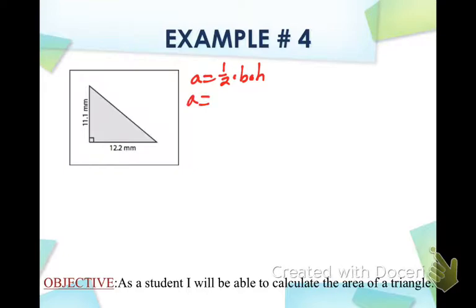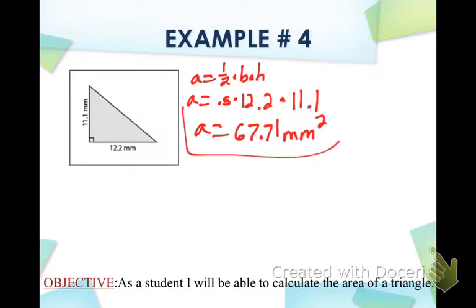Next one, area equals 0.5 times the base, which is 12.2, times 11.1, which is the height. Okay, go ahead and multiply those together. You get 0.5 times 12.2 times 11.1, and you should get an area of 67.71, but you need your label, which is millimeters squared. All right, and that's your 4 points. Ladies and gentlemen, those are your 4 examples.